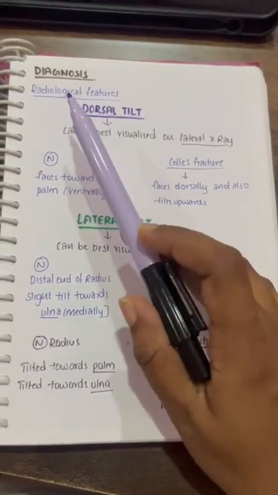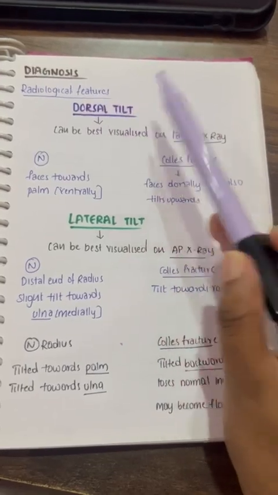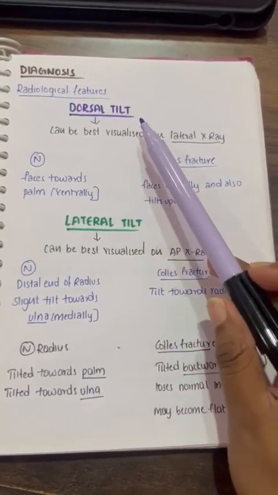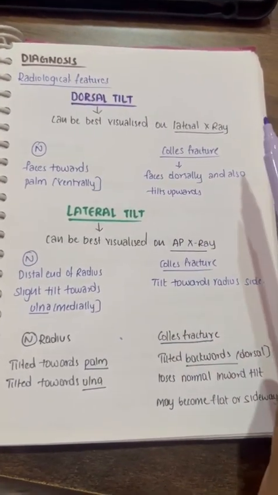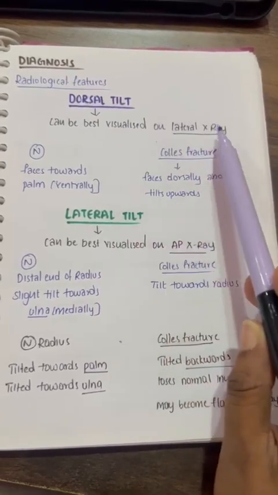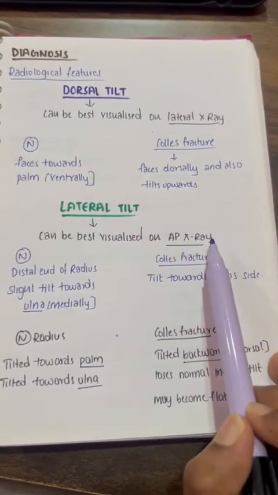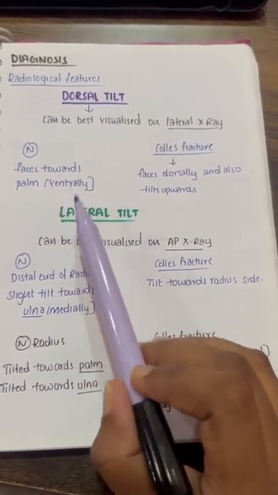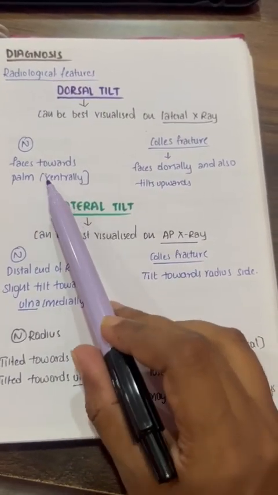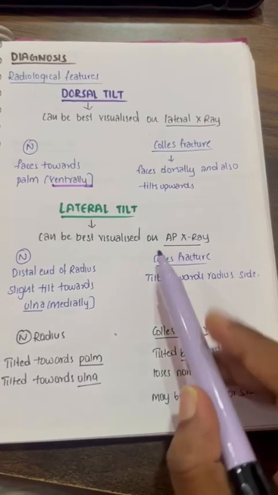Coming to the diagnosis, first we look at the radiological features. Two things are there: dorsal tilt and lateral tilt. Dorsal tilt can be best visualized on the lateral X-ray and lateral tilt can be best visualized on the AP X-ray. For dorsal tilt, normally the radius faces towards the palm, ventrally, as we talked about. So in Colles fracture, what happens?